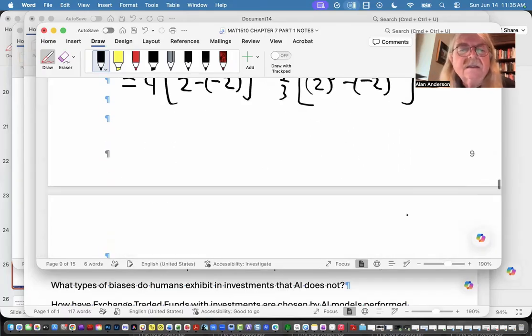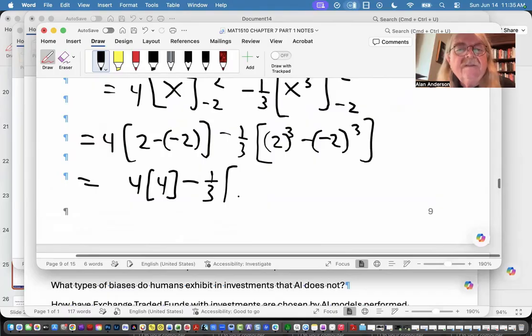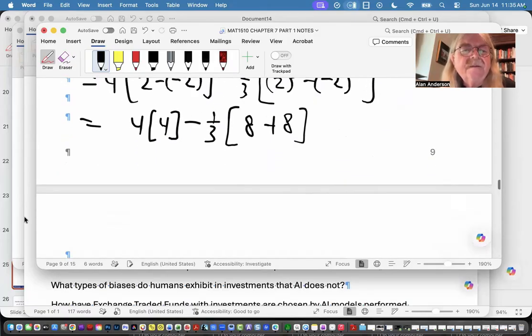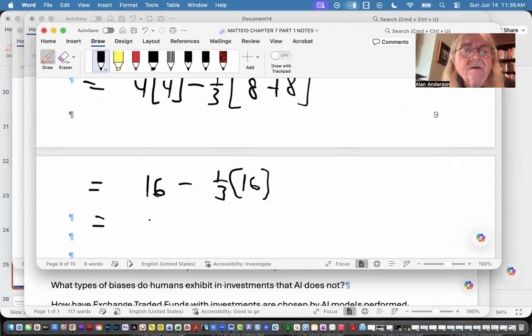All right, let's see what we have. So 2, obviously, minus 2 is 4. Here we have 8. Now, minus 2 cubed is minus 8, but when we subtract it, it becomes plus 8. So we're going to have 16 minus 1/3 of 16. So we can use a common denominator of thirds.